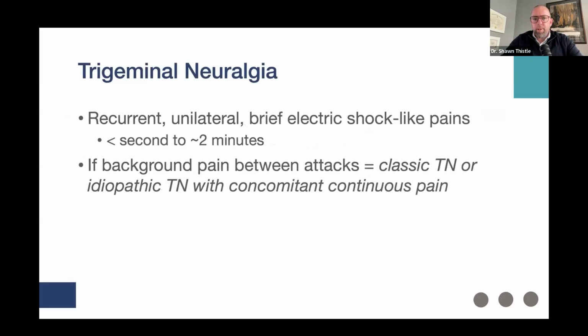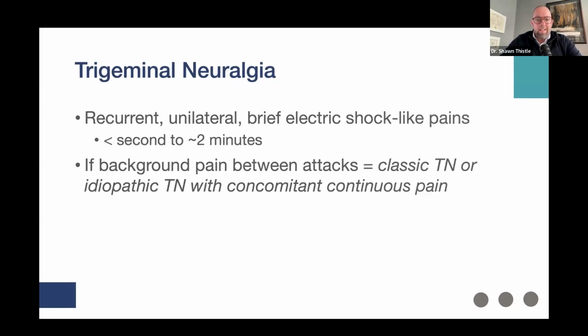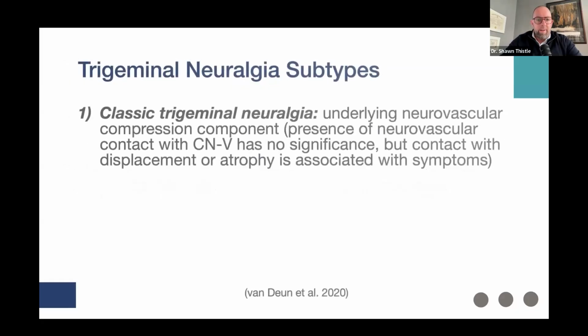Ultimately, what you look for is recurrent unilateral brief electric shock-like pains. It lasts for seconds, up to about 2 minutes. It's like paroxysmal attacks of facial pain. And remember, it's more common from here down towards the jaw, the V2, V3 branches of cranial nerve 5. If there's pain in between attacks, they call it classic trigeminal neuralgia, or that other name, which to me is kind of dumb: idiopathic trigeminal neuralgia with concomitant continuous pain. No one's going to use that diagnosis. I would just call it TN and go from there.